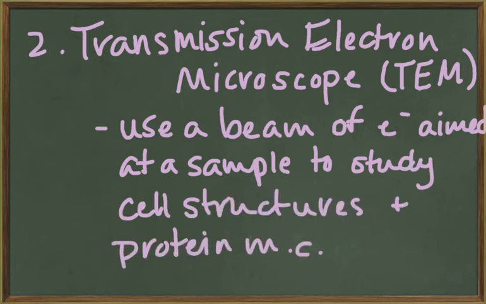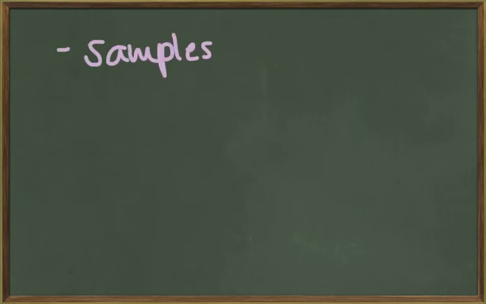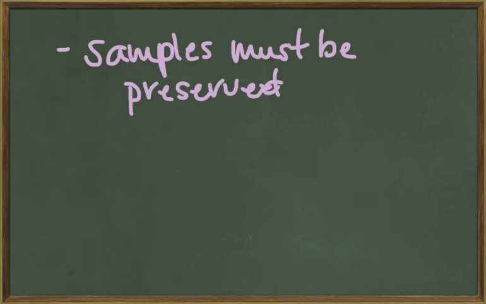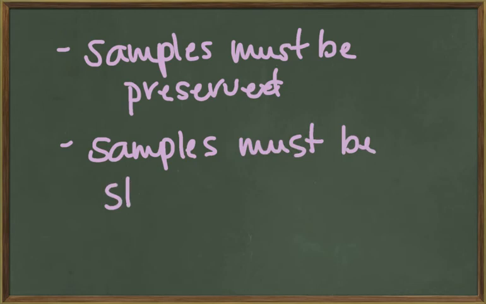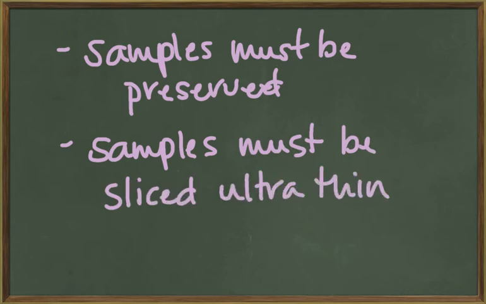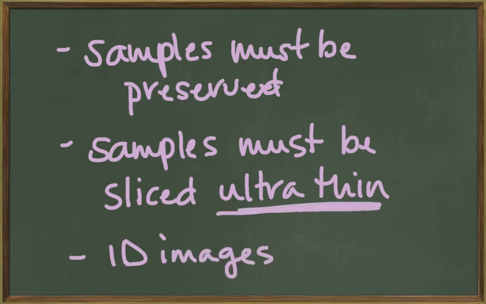In order to use this microscope, samples must be preserved in some way, and samples must be sliced ultra thin. And I'm talking really, really thin. Otherwise, this type of microscope will not work. A lot of times the images that you get with this are considered to be 2D images, just because of this ultra thin sample that you would have.